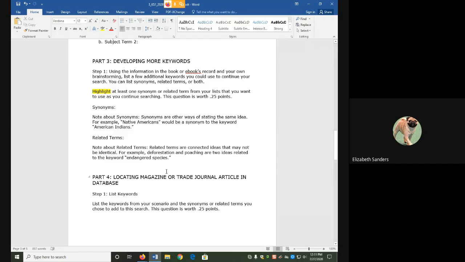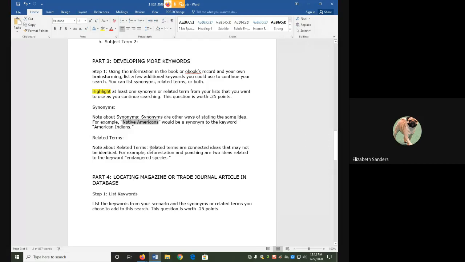We're going to focus right now on just how can you develop more keywords if you've already started with a few. In this regard, you can generate more keywords by thinking about synonyms and related terms. Synonyms are words that are restating the same idea, but slightly different. For example, if I were doing research on American Indians, the keyword Native Americans is another way of saying that same population. That would be a synonym.